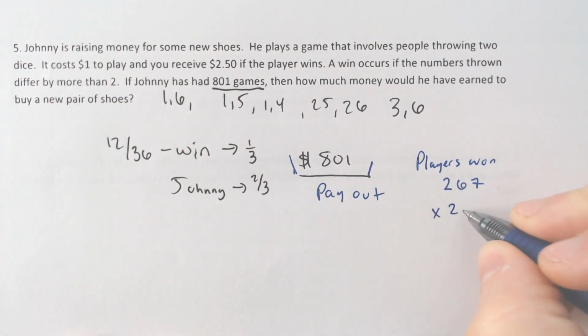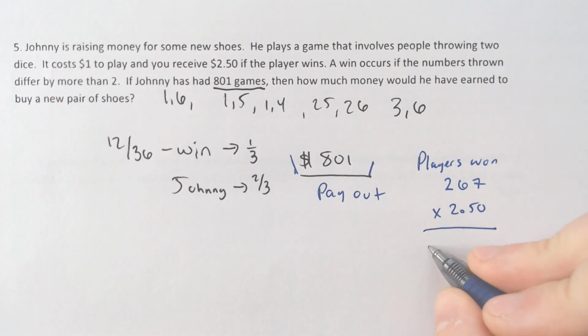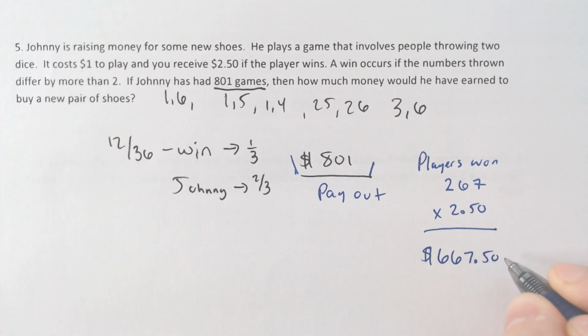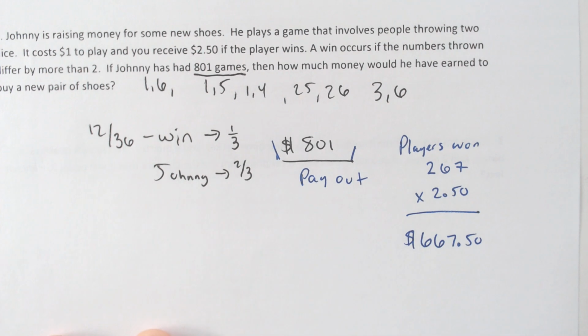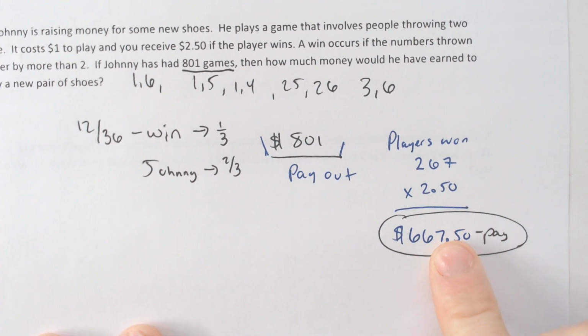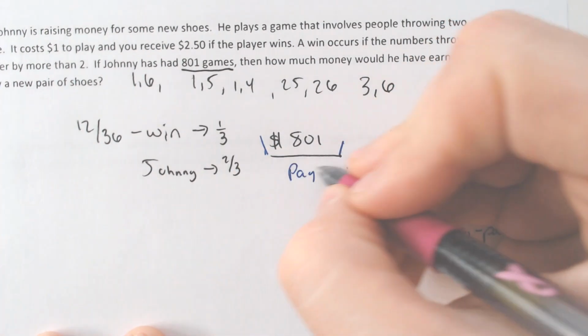So if you multiply that by $2.50, he would have expected to have earned $667.50. All right, not earned, excuse me. That would be how much he would expect to pay, excuse me. So he had to pay the players back $667, but how much did he earn?